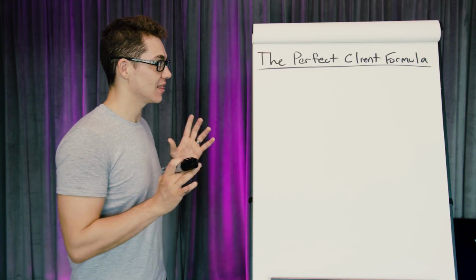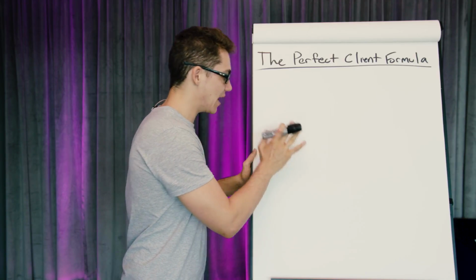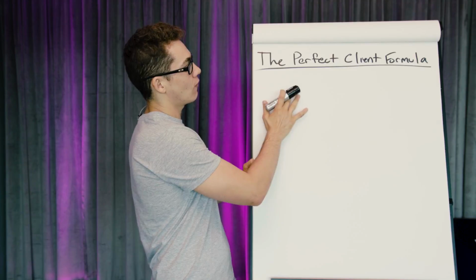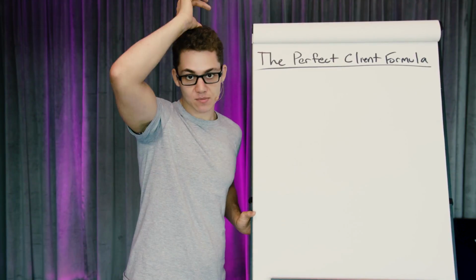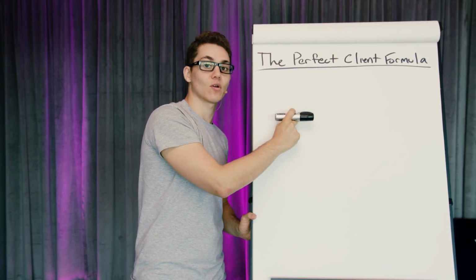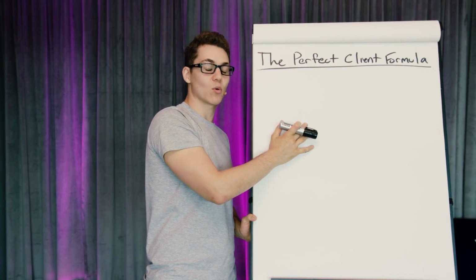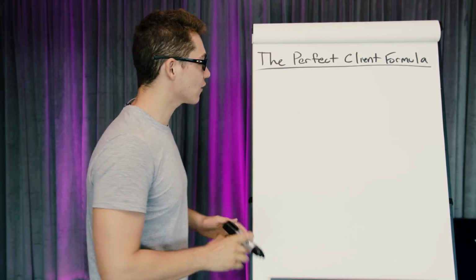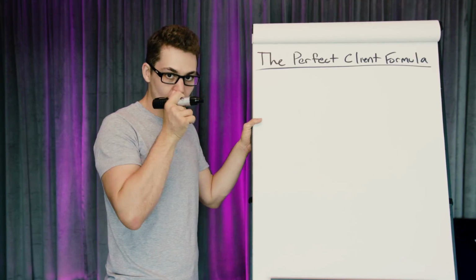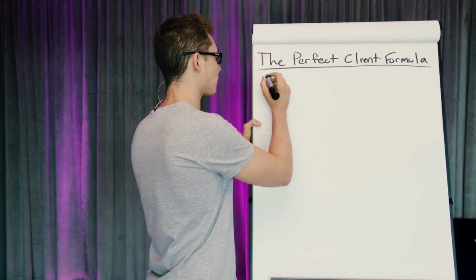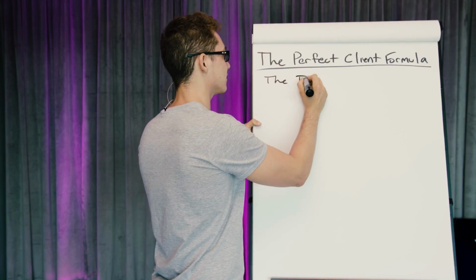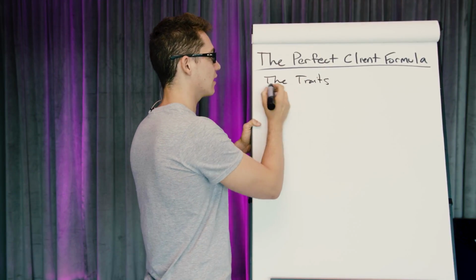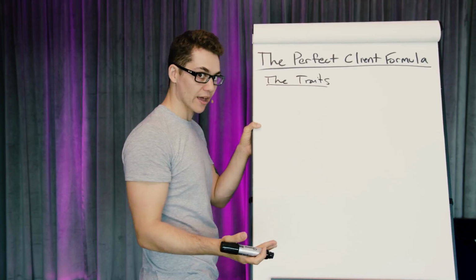So I will tell you that the main reason that people fail is because they don't follow this formula, and the main reason people succeed is because they do follow this formula. So this formula is extremely important, so please pay attention to it. So what we're going to look for in the perfect client formula is a series of traits. So we'll call this the traits, all right? And these are traits that a perfect client will have.